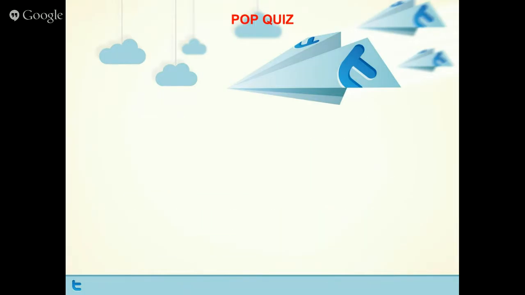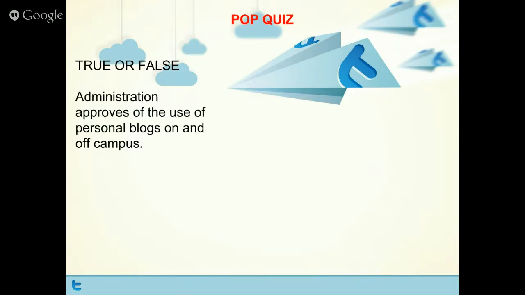Here's another pop quiz. Were you paying attention? Let's find out. True or false? Administration approves of the use of personal blogs on and off campus. That answer is false. Let's look at the key words. Personal blogs. You can have blogs that are on campus. However, make sure that you get the administrative approval before you start.